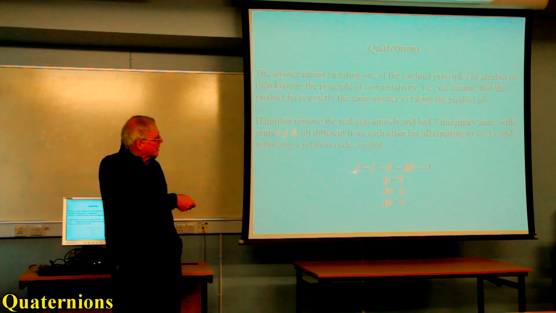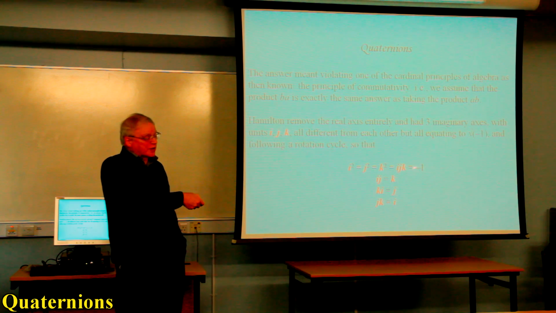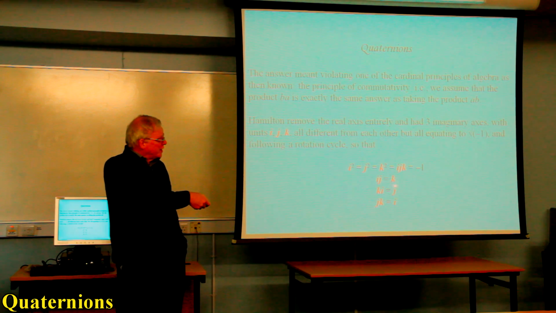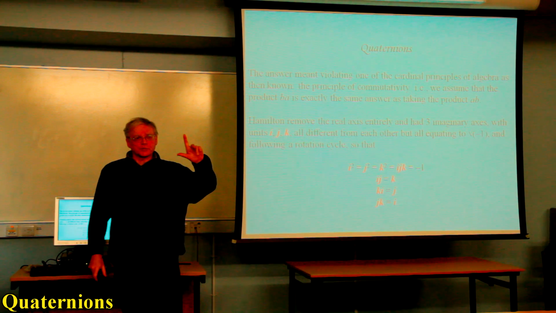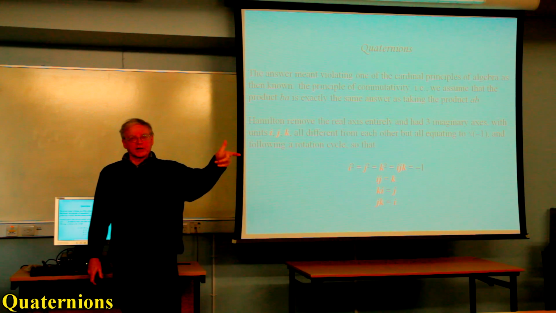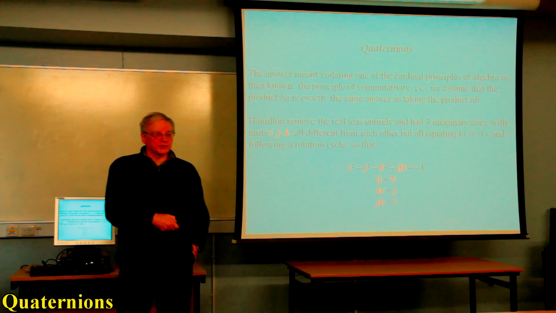So his basic algebra was that i squared equals j squared equals k squared equals ijk equals -1, ij equals k, ki equals j, and jk equals i. So if you made the three imaginary axes cyclic, then you could do it. They would all be on the same basis then.